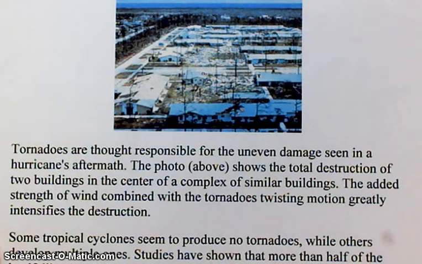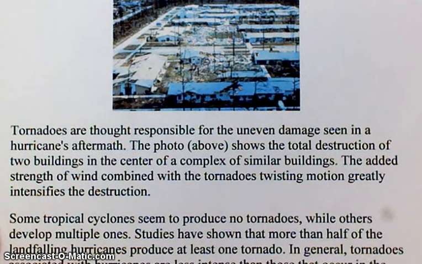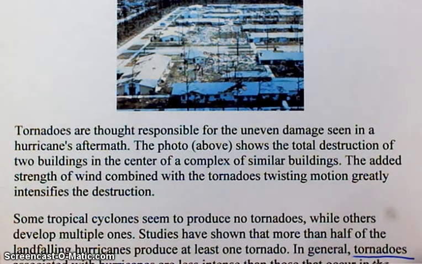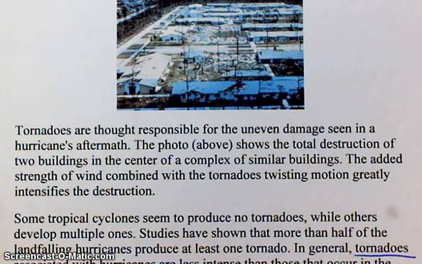Some tropical cyclones produce no tornadoes, while others will produce multiple tornadoes. But in general, tornadoes associated with hurricanes are less intense on the whole than those that occur in the Great Plains area in that tornado alley pathway. But once again, you've got a wide variety of issues that are associated with hurricanes. You've got storm surge, high winds, lots of rain, possible tornadoes, flooding, etc.